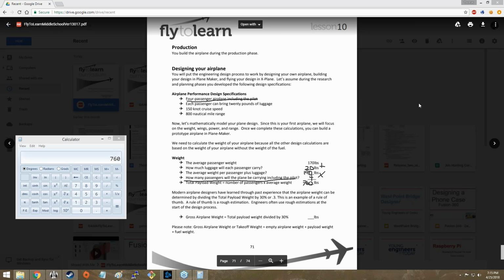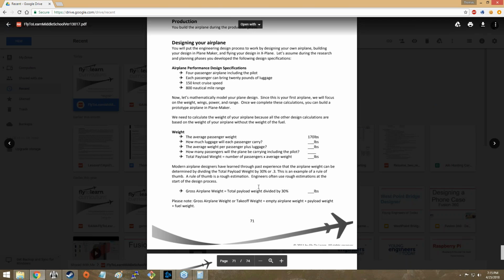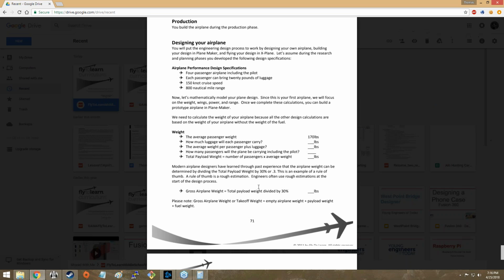So the total payload weight on the plane is going to be 760 pounds. Most modern airplane designers have learned through past experience that the airplane weight can be determined by dividing the total payload weight by 30%, or 0.3. This is an example of a rule of thumb. A rule of thumb is a rough estimation. Engineers often use rough estimations at the start of the design process.